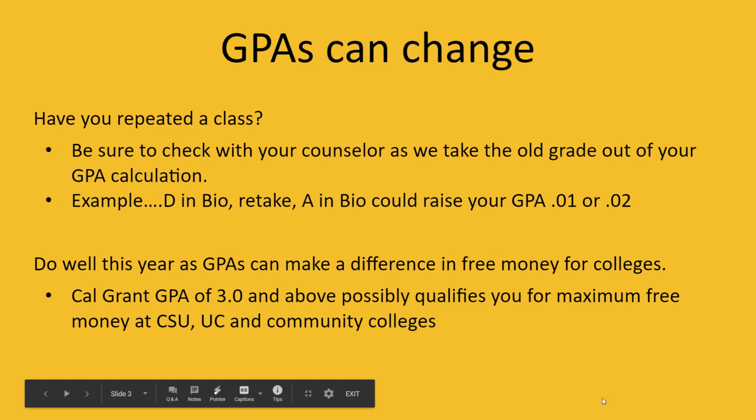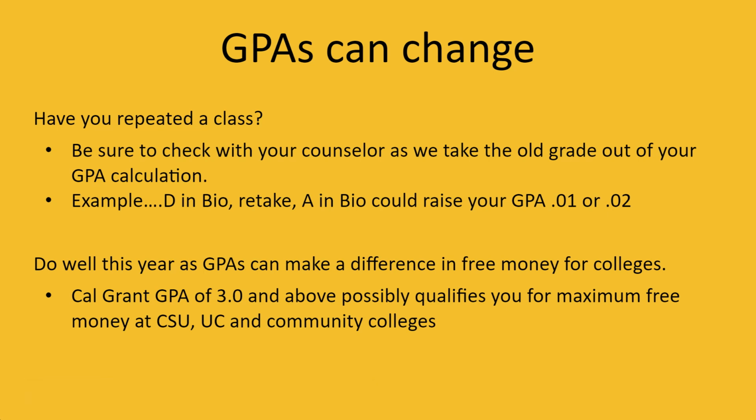One way is by repeating a class. You'll see on your transcript, if you've repeated a class, you should have an R next to the old grade. That's the way we tell the computer to not use that grade when they calculate. So if you had a D in freshman bio, you retake the class, and you get an A, you could potentially raise your GPA between 100 and 200 points. Depending on how many classes you retake, that could make a significant difference in your GPA.